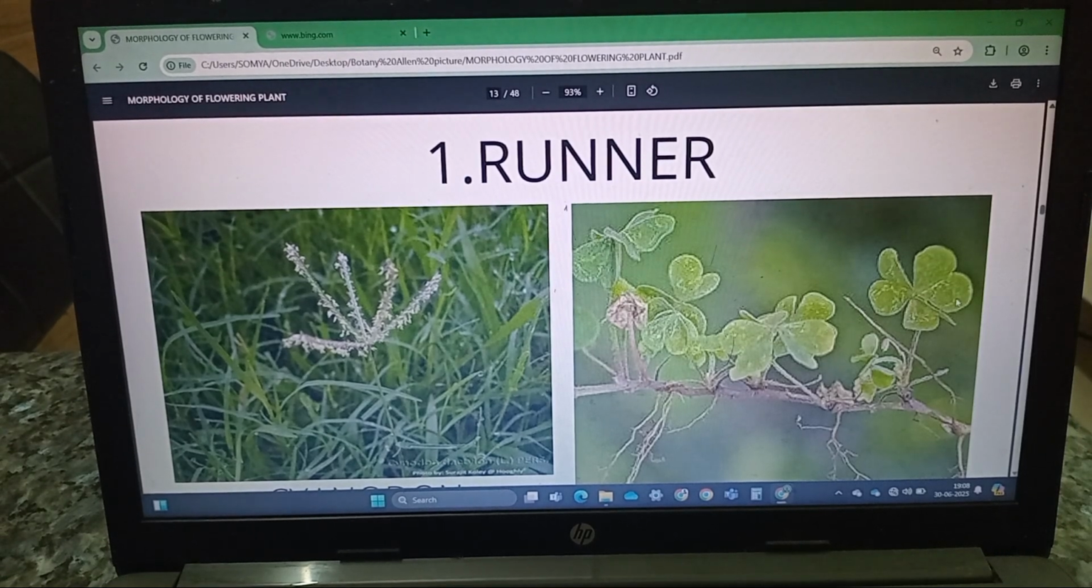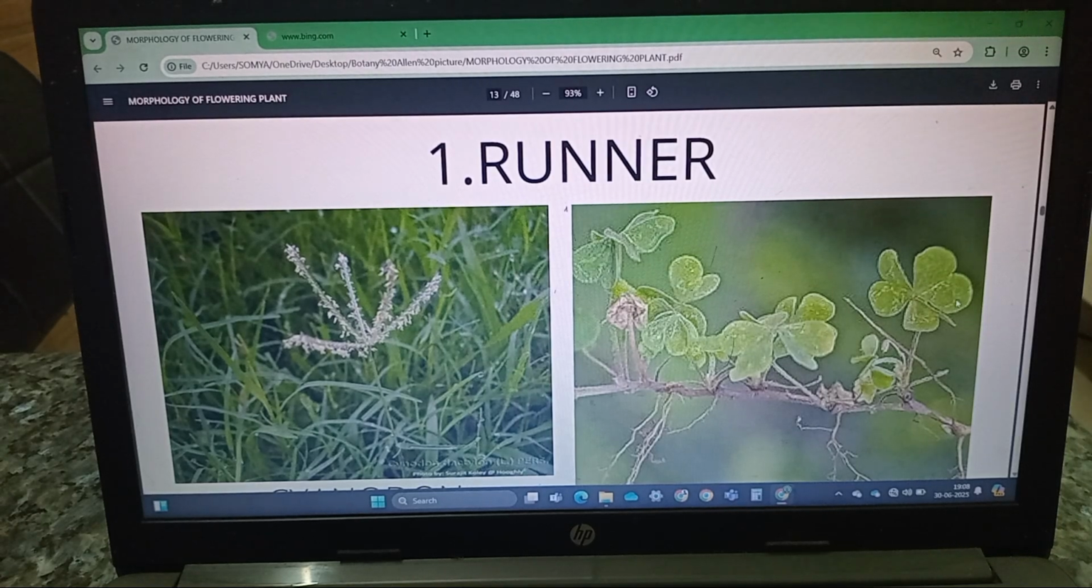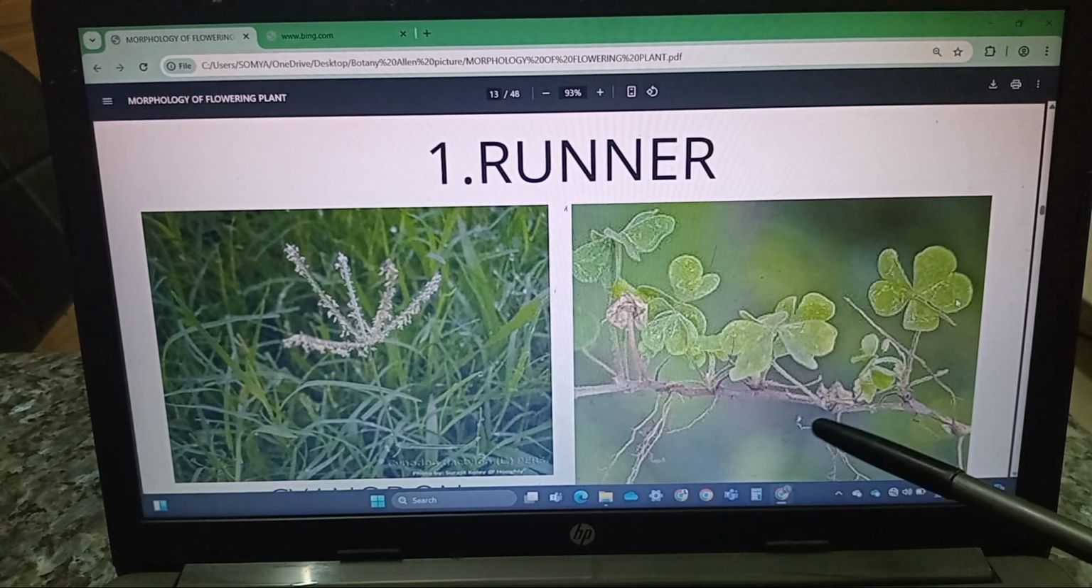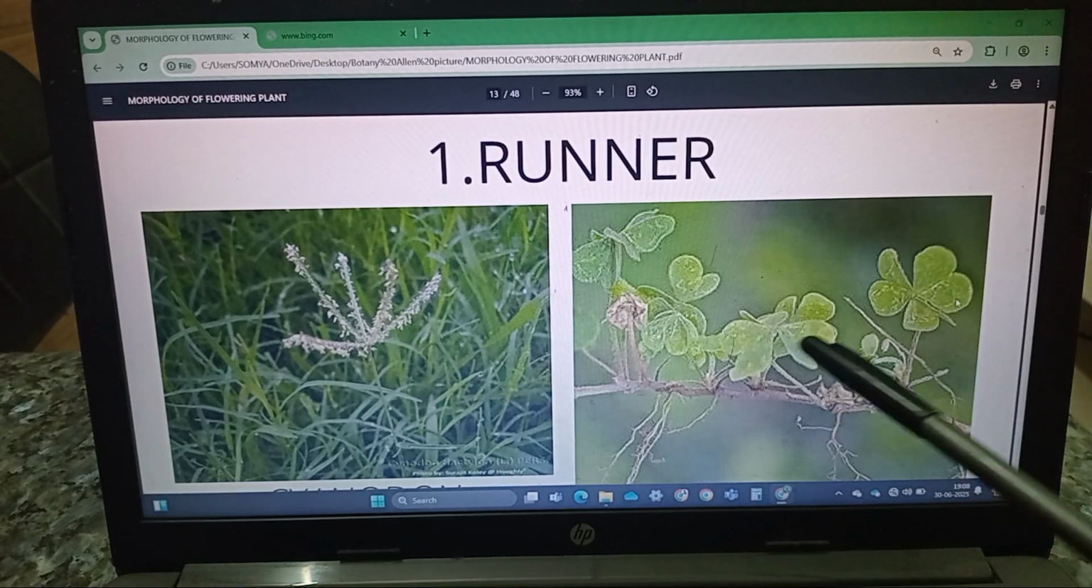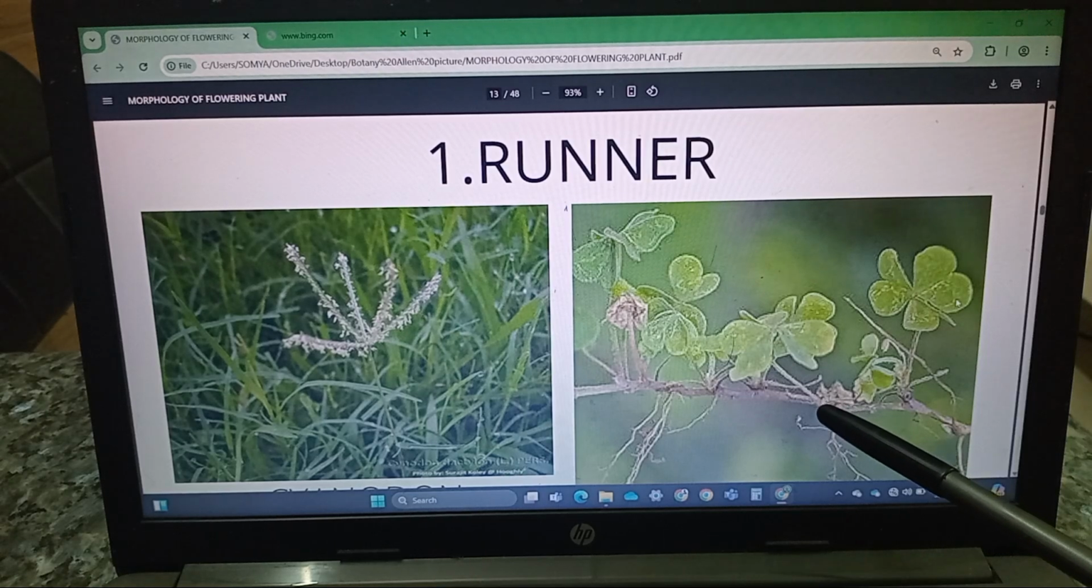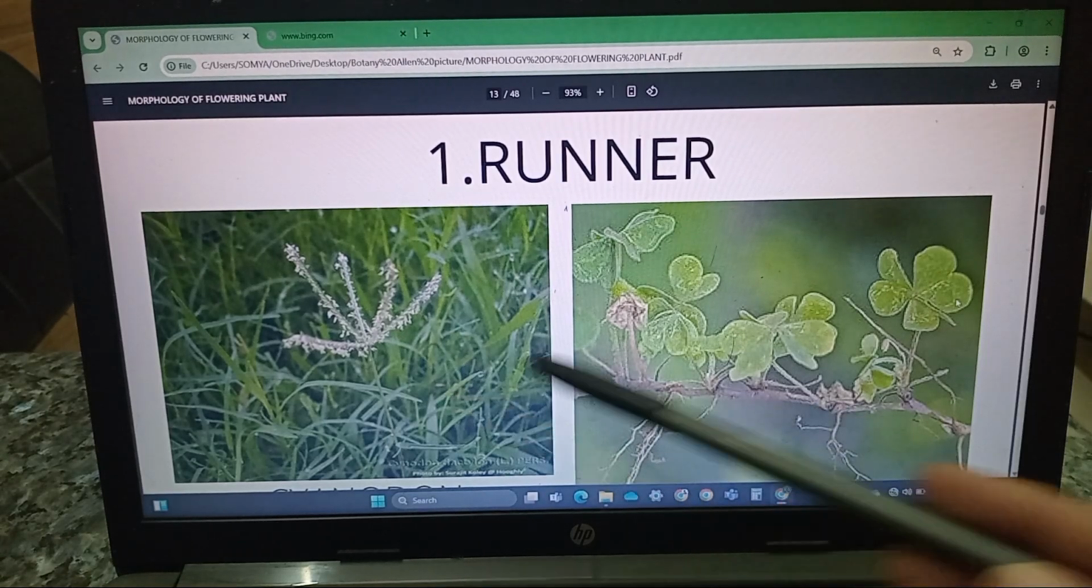This video is about the modification of the stem and the leaves. In the stem, the first modification is this runner. The roots develop at the lower side and the leaves on the upper side at the region of the nodes. This is found in grass and oxalis.